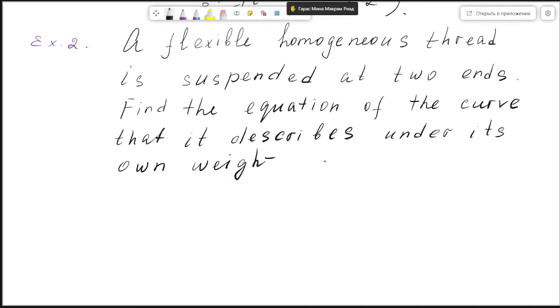It is the same as any suspended ropes, wires, chains, as for instance the caterpillar track of a tank between two supporting rollers. Solution.